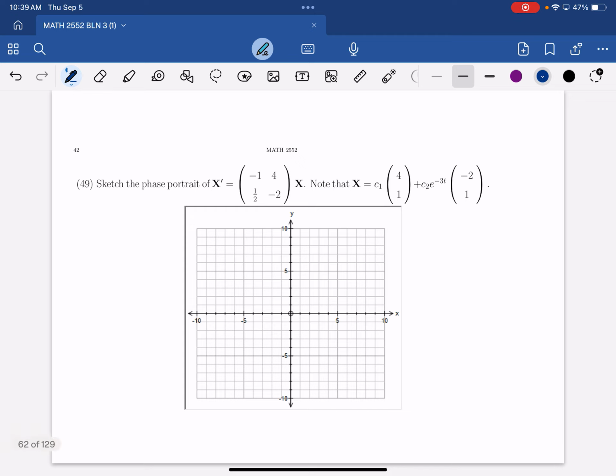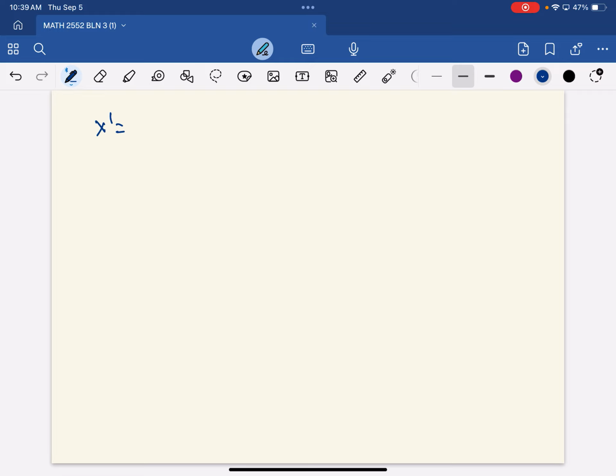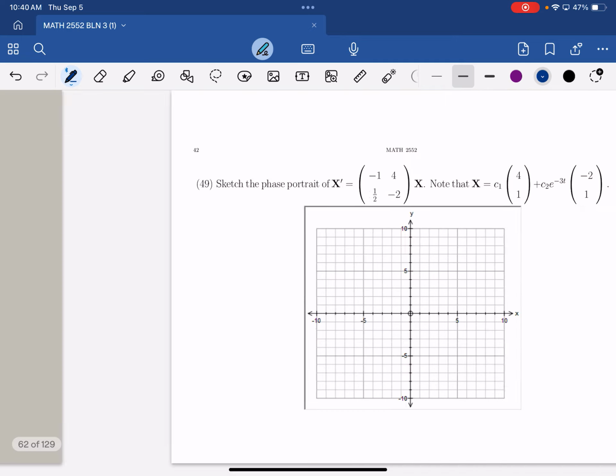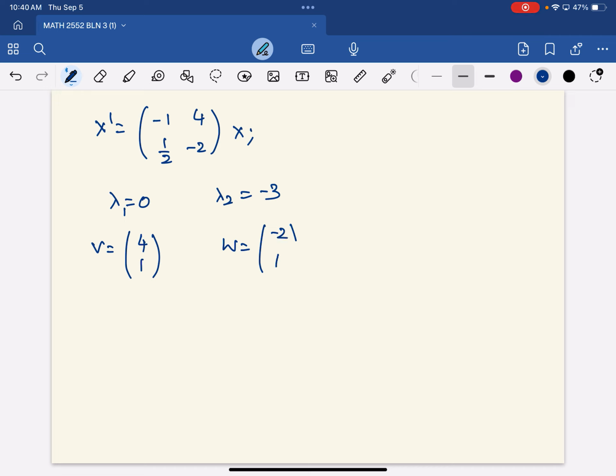Okay, good. Thank you. So my system is x prime equals the matrix with entries -1, 4, and 1/2, -2. Watch my work. My eigenvalues turned out to be lambda 1 equals 0 and lambda 2 equals -3. My corresponding eigenvectors turned out to be (4, 1) and (-2, 1).